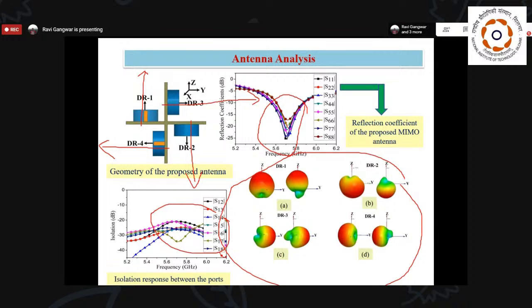So here, by placing the DRA in such a manner, I am able to improve the isolation by minimizing the correlation between the fields, and also by creating complete coverage. So this structure creates another novelty in the antenna domain.